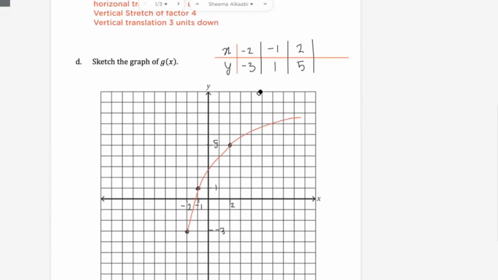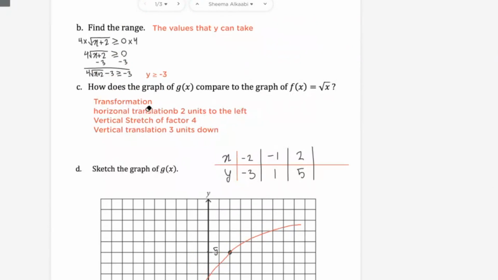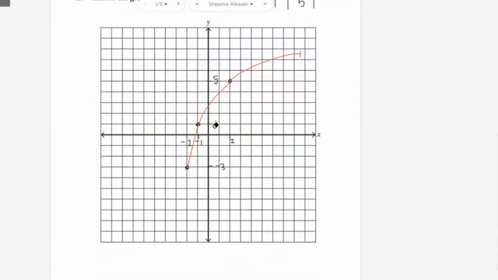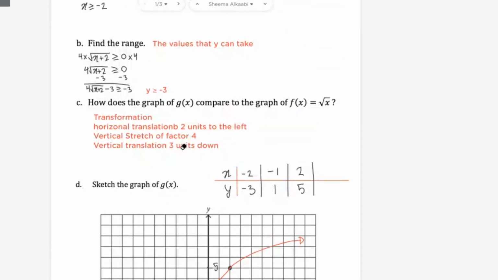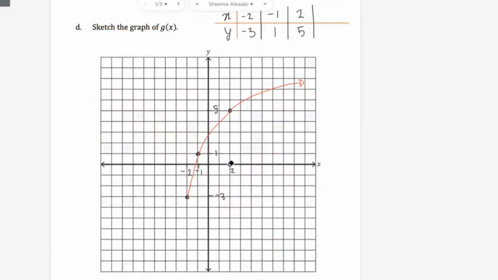Excellent. Now we can check, for example, our transformation. 2 units to the left, the square root of x starts here. If you move it to the left, it goes here. And 3 units down, which is this point. Can you see 2 units to the left and 3 units down? For example, the start point is going to go 2 left and 3 down, which is this point. Okay, the stretch, can you see the stretch? It's 4.